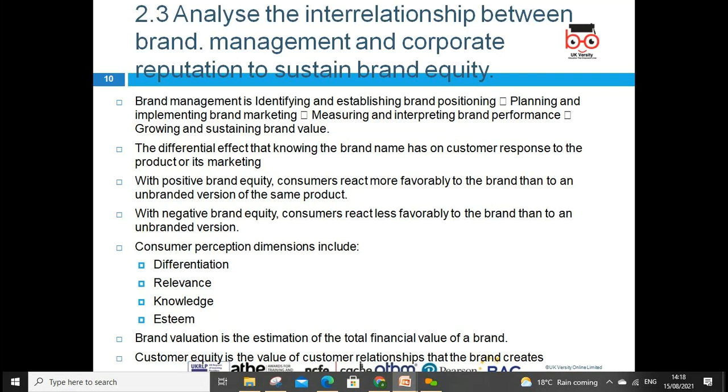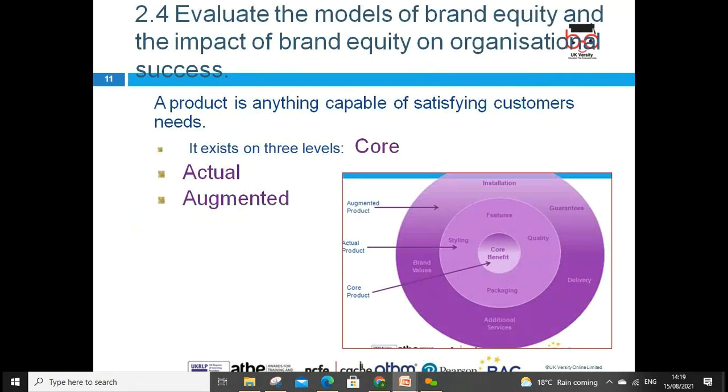Brand is a logo, brand is a symbol, brand is in the mind, in the customer's eyes, the customer perception towards the brand. With negative brand equity, the consumer reacts less favorably to the brand than to an unbranded version. Consumer perception dimensions include differentiation, relevance, knowledge, and esteem. Brand valuation is the estimation of the total financial value of the brand. Customer equity is the value of the customer relationships that the brand creates.